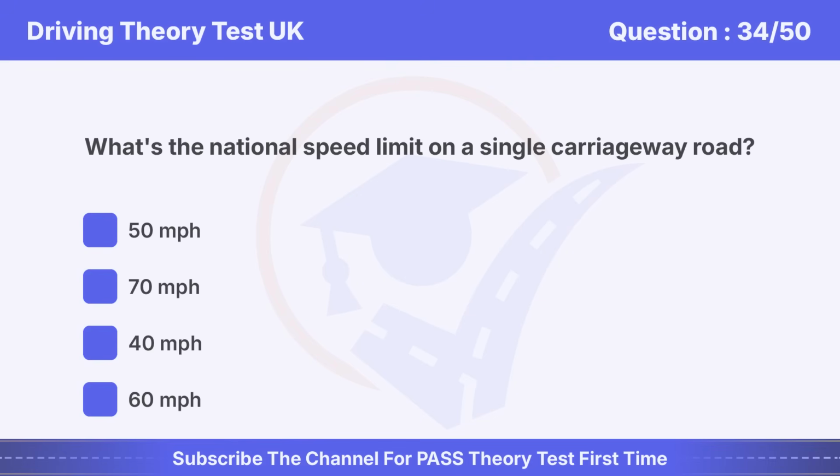Question 34. What's the national speed limit on a single carriageway road? Answer is D. 60 miles per hour.